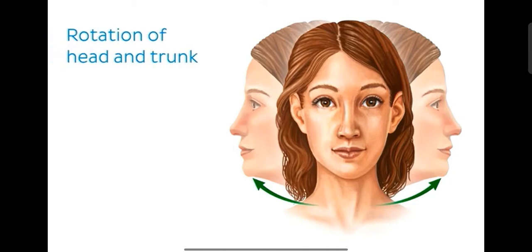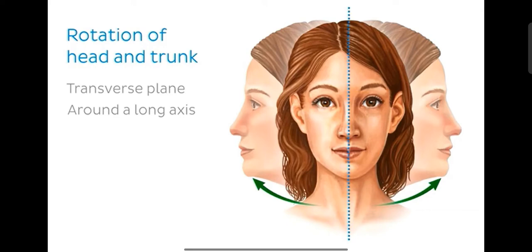Here we are showing rotation of the head. Rotation of the head and trunk are also twisting motions in the transverse plane. These movements occur around a long axis. In this case, that long axis is the vertebral column.